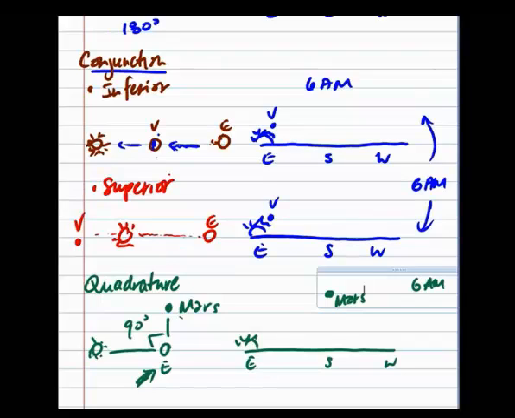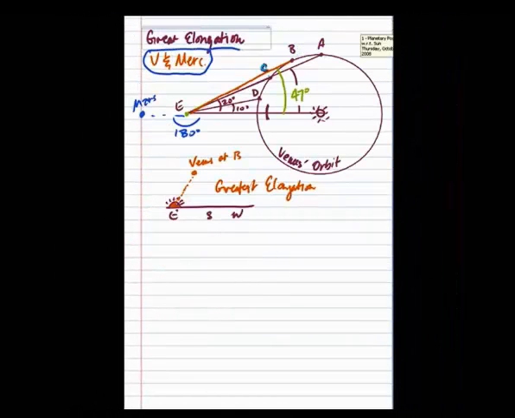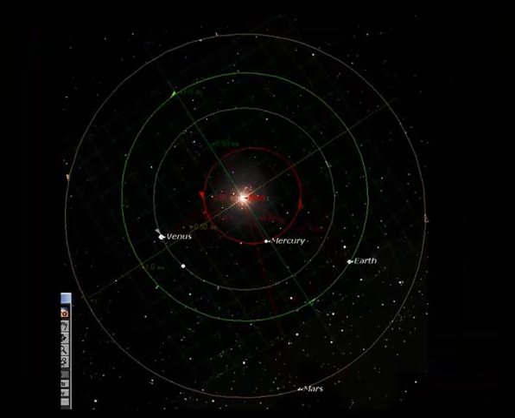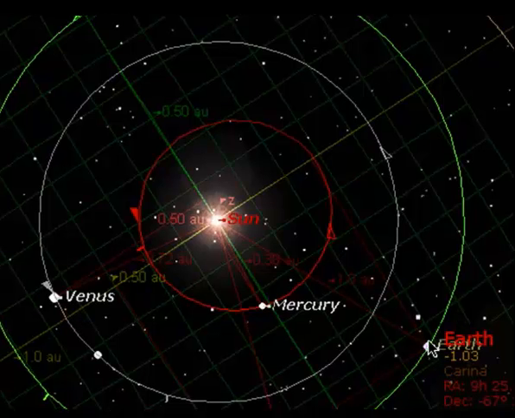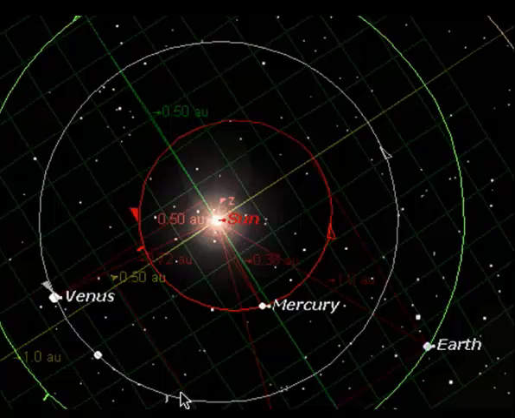I'm not going to show greatest elongation with Starry Night, but you can imagine if the Earth is located right here, greatest elongation for Venus would probably be somewhere about right in here where you see my mouse moving around. Okay, that would be greatest elongation. Or on the other side, somewhere over here, you might also have greatest elongation as well.